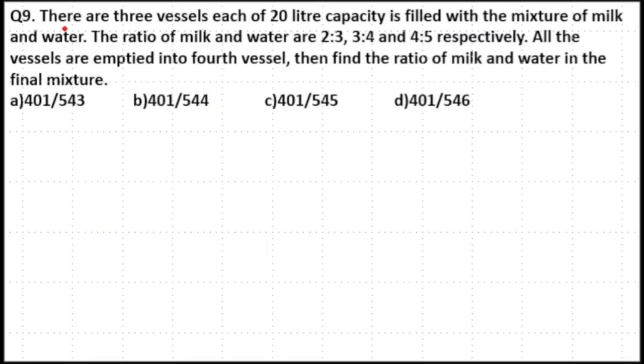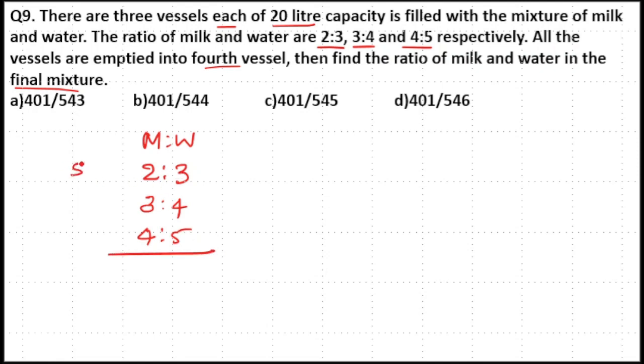Next is question number 9. There are 3 vessels, each of 20 liter capacity, filled with a mixture of milk and water. The ratios of milk and water are 2:3, 3:4 and 4:5 respectively. All the 3 vessels are emptied into a 4th vessel. Then find the ratio of milk and water in the final mixture. So milk and water in the first vessel is in the ratio 2:3. In the second vessel, it is in the ratio 3:4. Third vessel, it is in the ratio 4:5.